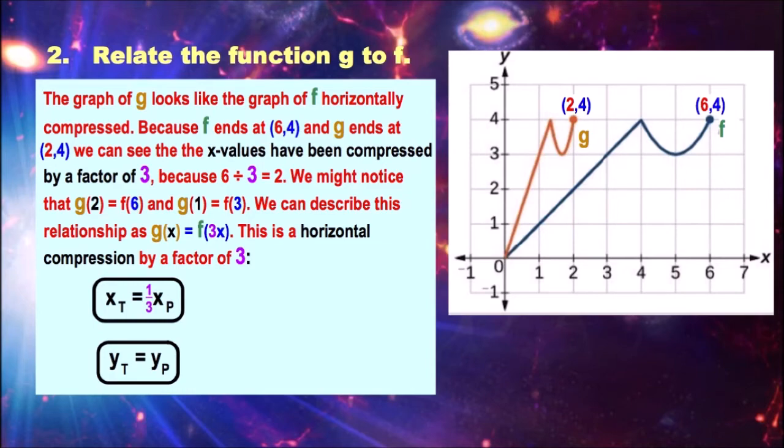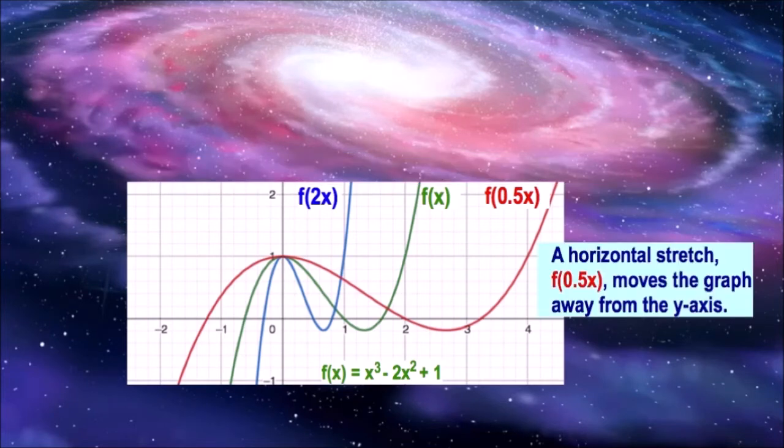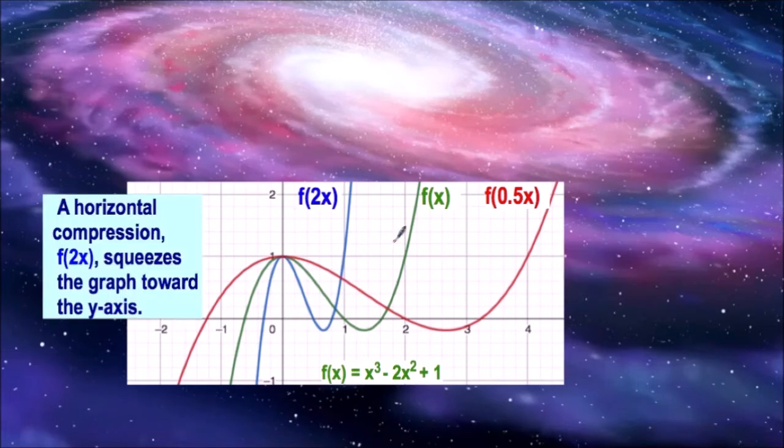Y transformation equals y parent. The graph of a function and two transformations are shown: f of x, and then to the right f of 0.5x, and to the left f of 2x. A horizontal stretch, f of 0.5x, moves the graph away from the y-axis. A horizontal compression, f of 2x, squeezes the graph towards the y-axis.